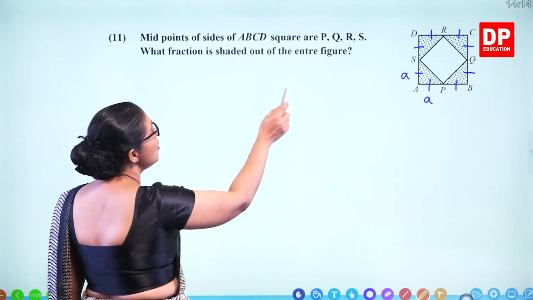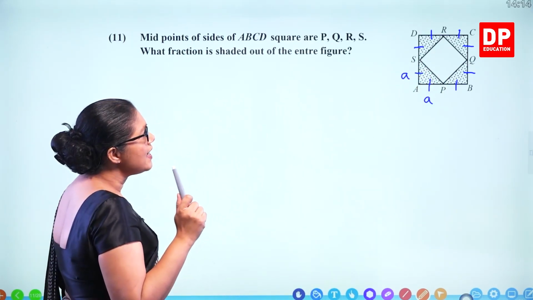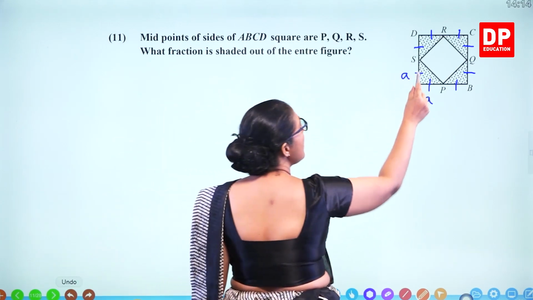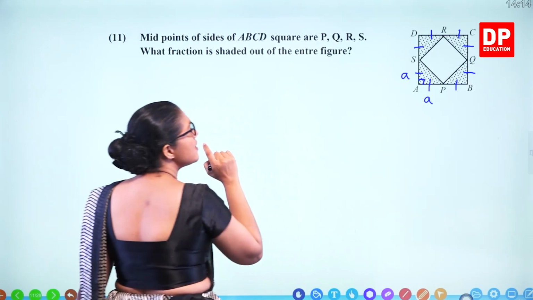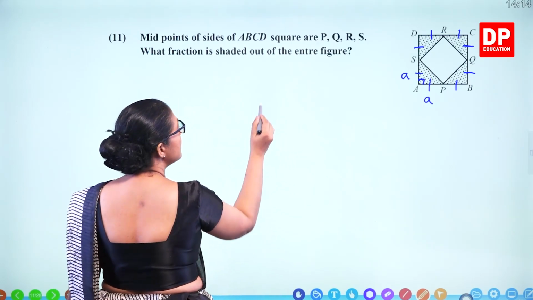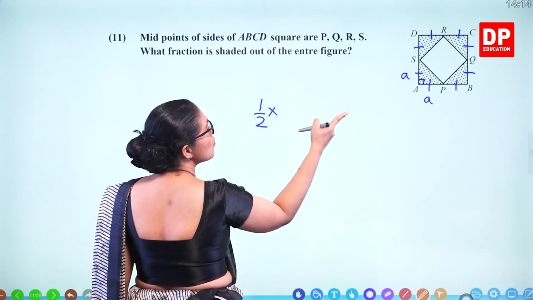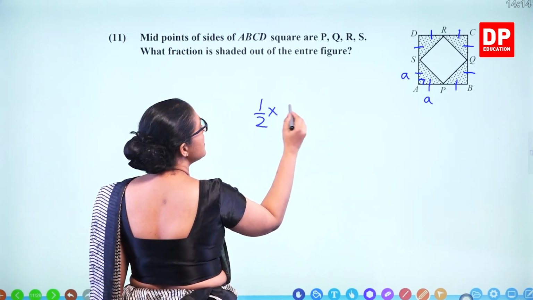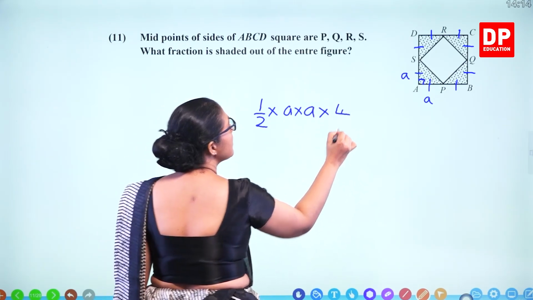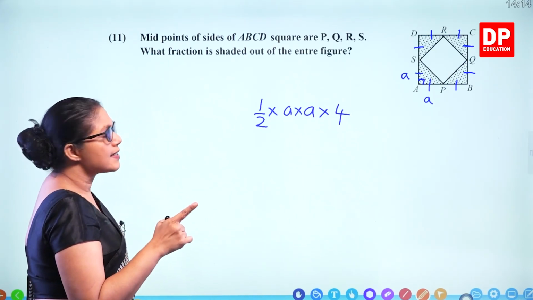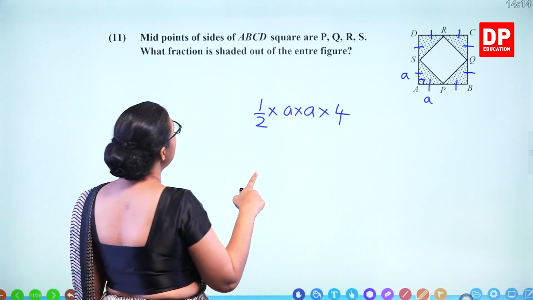Now here you need to find out the area of the shaded part. So we can easily find it using the area of these triangles. This is 90 degrees. So what is the area of one triangle? Half into base into height. So half into base into height is A and A. And you get 4 triangles like that. So that's the total area shaded.